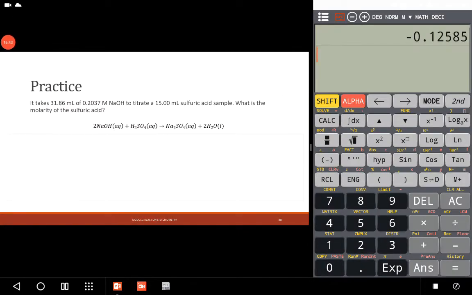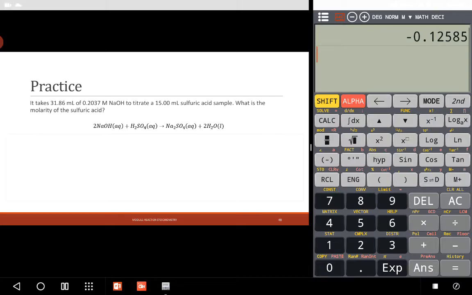Here's a practice problem for you to solve. Go ahead and pause the video and try to work this one out on your own. It's not as complicated as the past example. Unpause the video when you're ready to check your work.